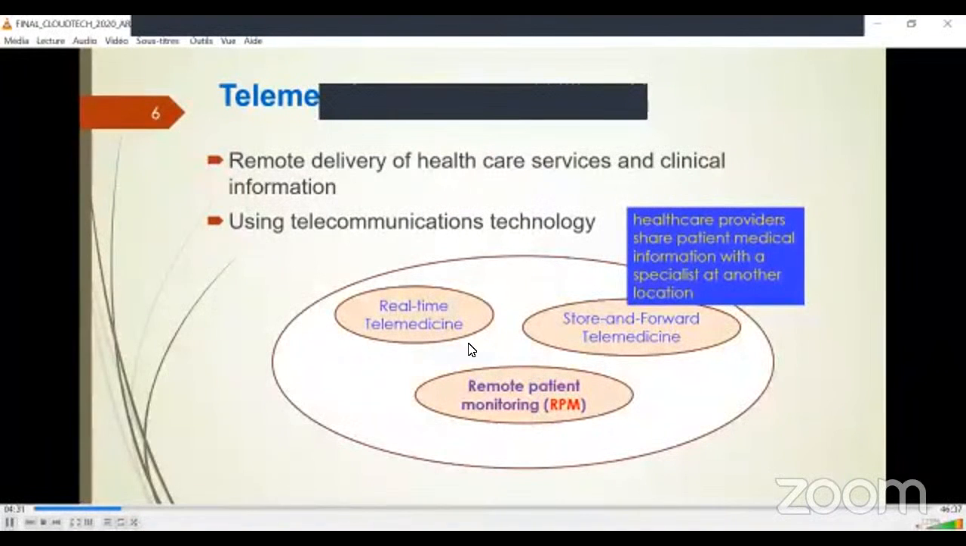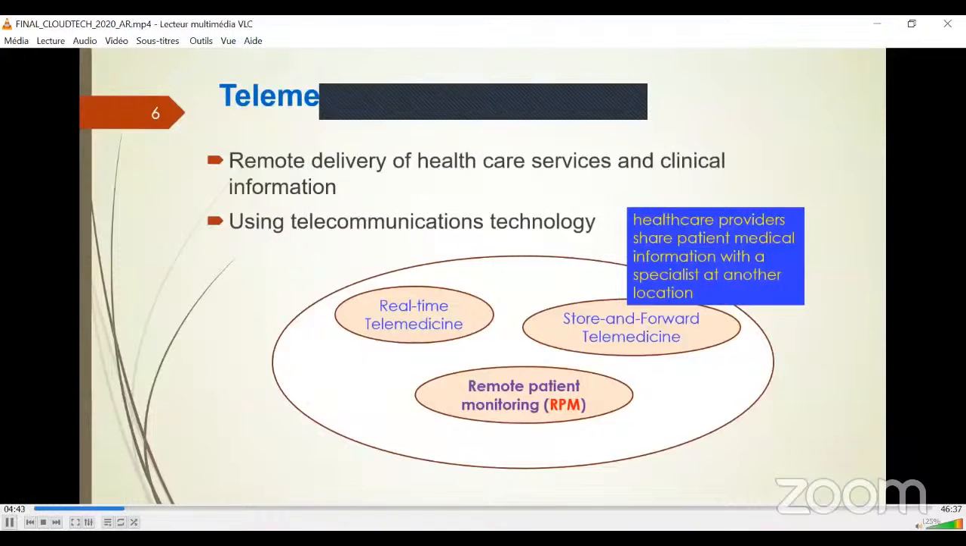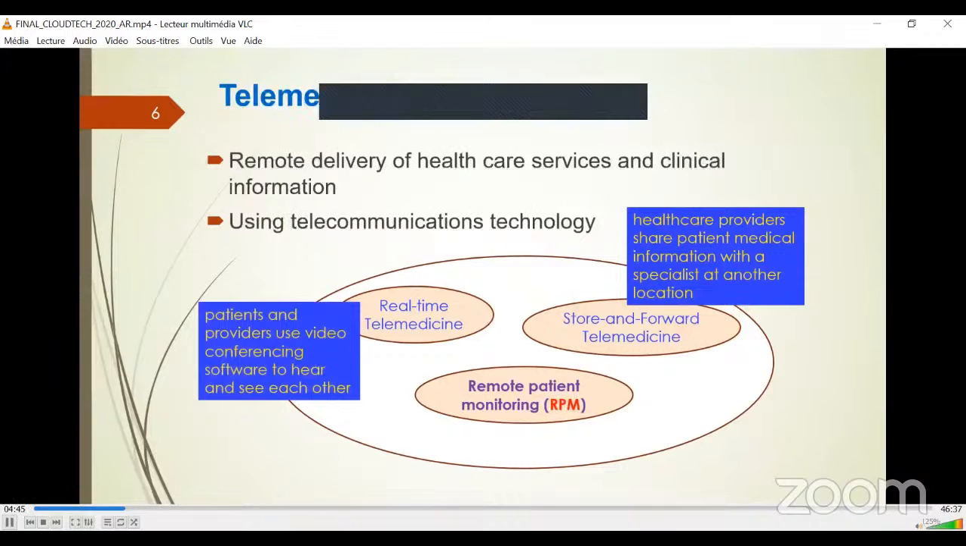And in this case, essentially healthcare providers may share patient medical information with a specialist that may not be at the same location, right? And the second type, what we call real-time telemedicine.